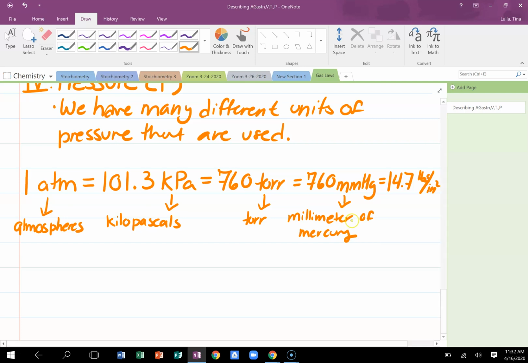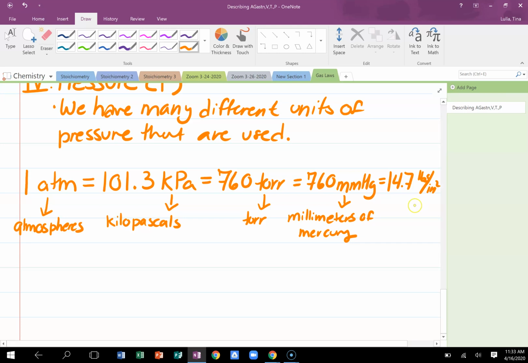Now, mmHg, millimeters of mercury, and torr are actually the same unit. There's just some disagreement about what we should call it. Millimeters of mercury makes sense because the instruments we use to measure pressure have mercury in them. Torr, I believe, is named after a person, so maybe the person who came up with the system. And so torr and millimeters of mercury are actually the same. You'll notice both say 760. There's just disagreement about which to use, so people use them all.